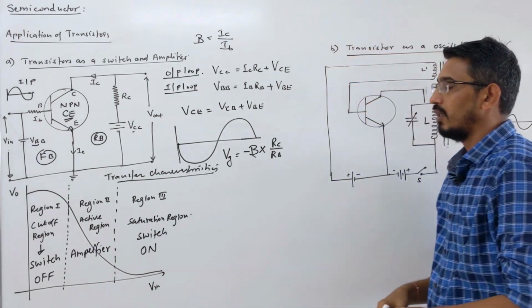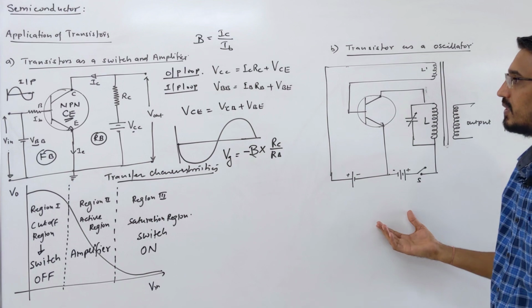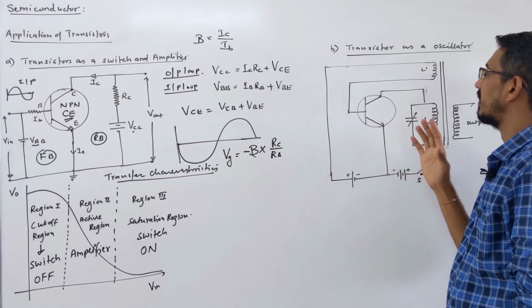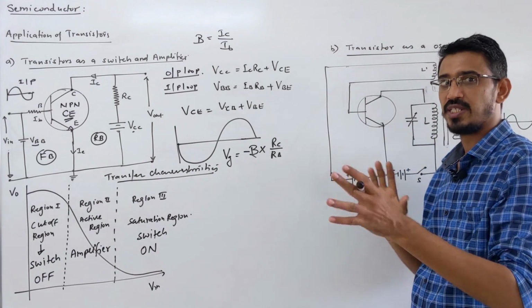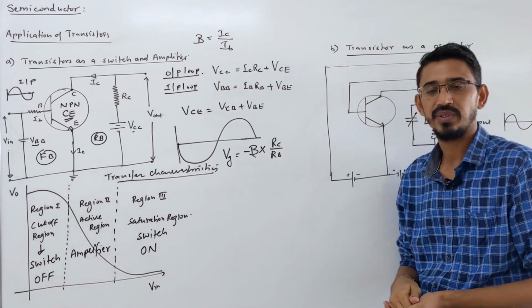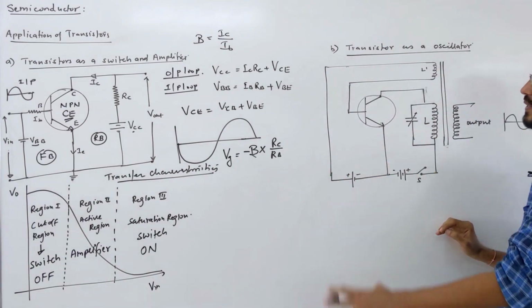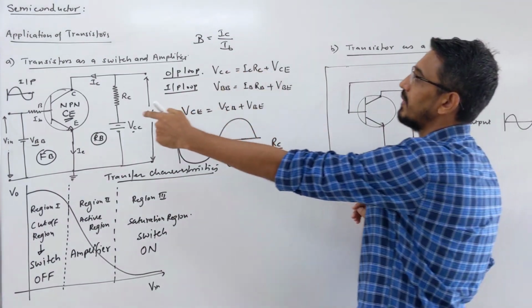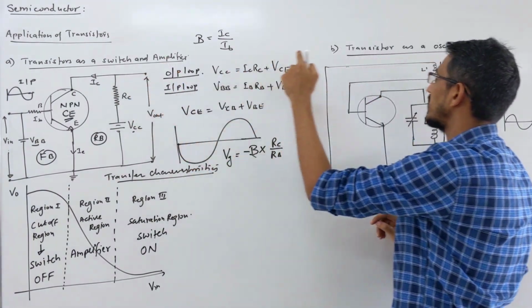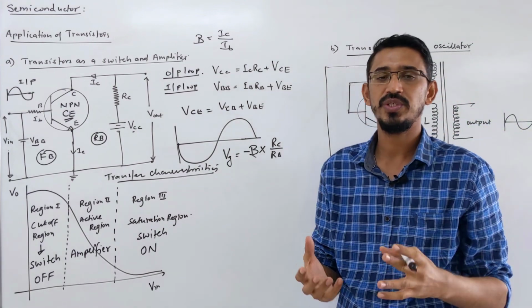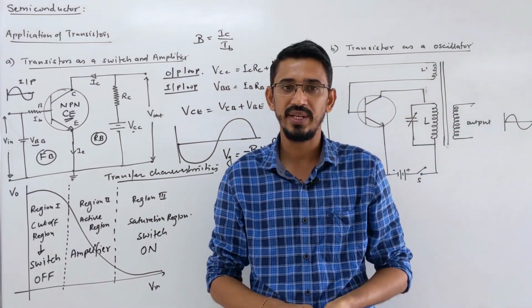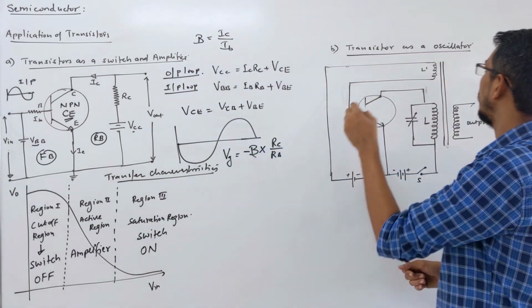Now moving to the next application. It is not that important here, because we learn the oscillator topic again in our AC chapter, where we will learn the main description of how it works. Still, let's see here. So two applications are here, as a switch and as an amplifier, and the third application is as an oscillator. What is an oscillator? It's a device to generate electromagnetic waves. So what is an oscillator?